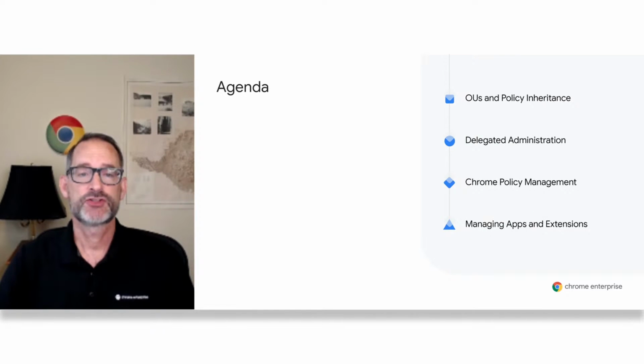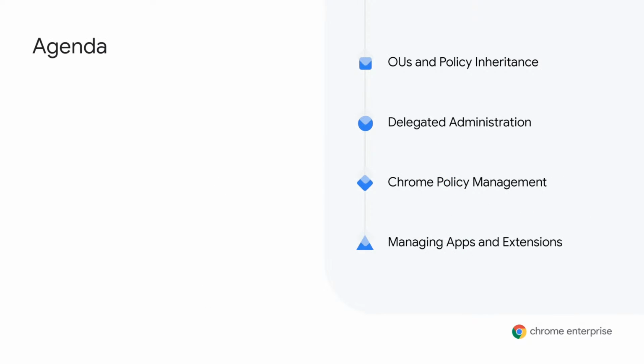So a little bit about the agenda. I'm going to start off with some basic terminology, talk about organizational units or OUs and how policies are inherited by OUs. We're going to talk about delegated administration. We're going to talk about Chrome policy management during a live hands-on demo. And we're going to talk about managing applications and extensions on Chrome.